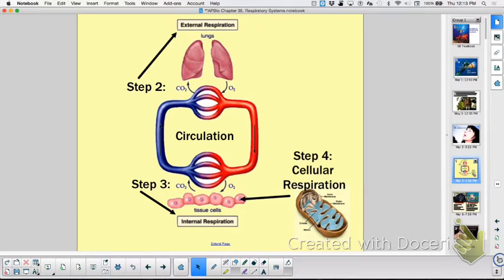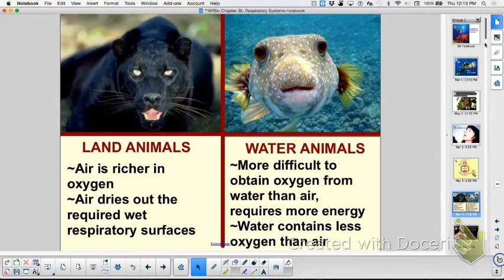And you already compared and contrasted the differences between land animals and water animals. Who has it easier as far as breathing goes? Land. But what's the problem with land animals? What's their issue? There's more air and it's easier to move it. What is the problem? Losing moisture, because they need to keep their respiratory surface, which is large, moist.